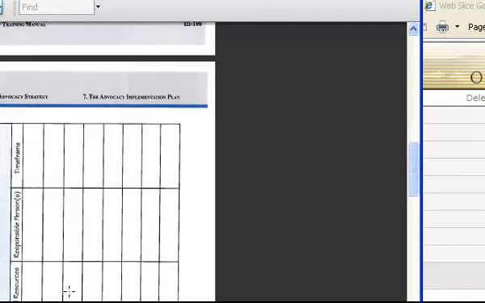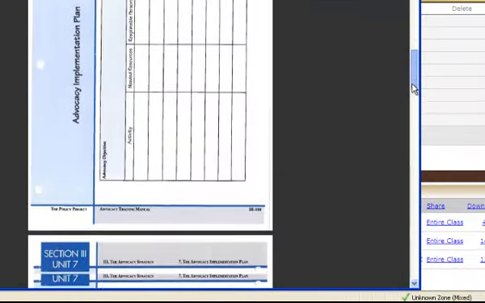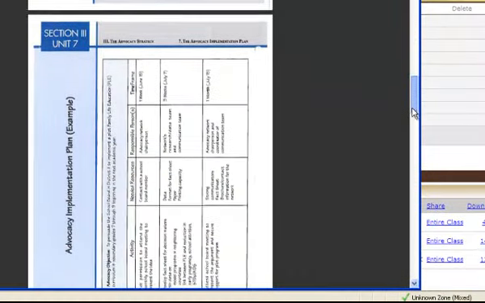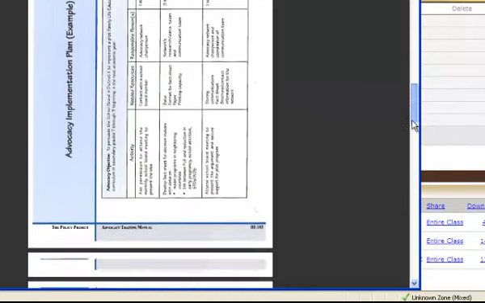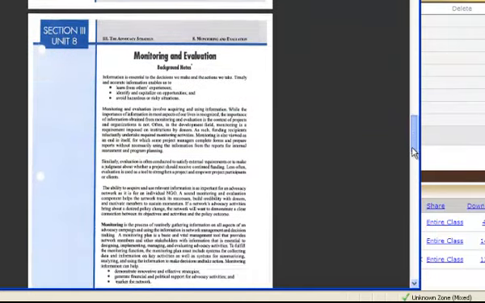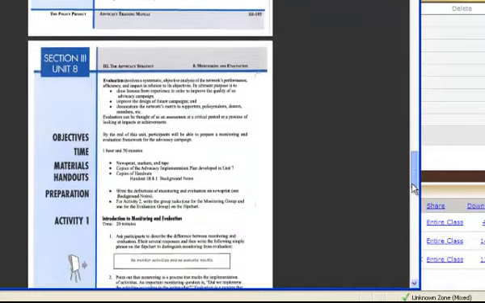Sorry, I don't know how to flip this. I'm sure there's a way, but that's smarter than I am. Responsible persons, and then the time frame. I really like that aspect of this one. And then they have one that's filled out, which I think is really nice. And then they have the monitoring evaluation.